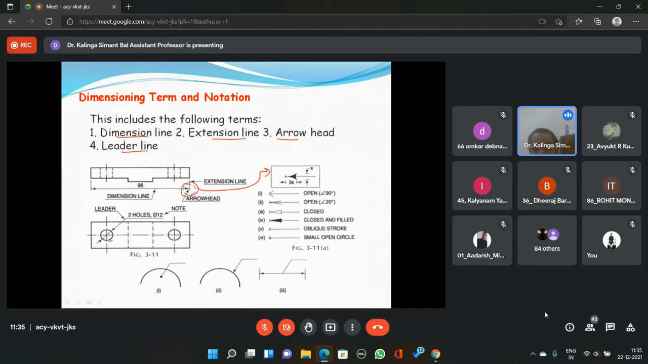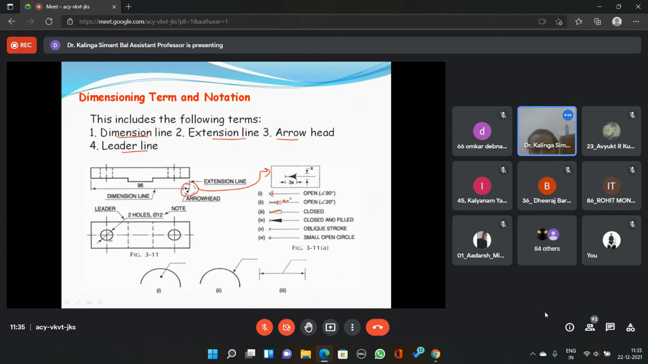For example, if you see the arrows, the dimension you see, the length of the arrowhead will be 3x and the width of the arrowhead will be x. So the length will be 3 times the width of the arrowhead. There are also different types of arrowhead. For example, this is open at around 90 degrees. This is also open, but the angle is less than an acute angle, that is 20 degrees.